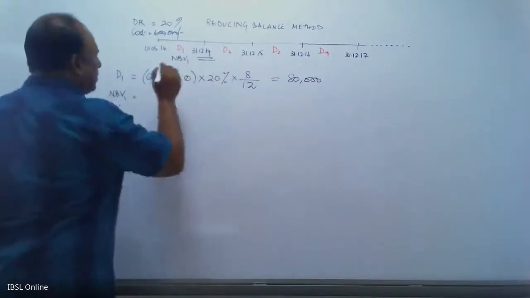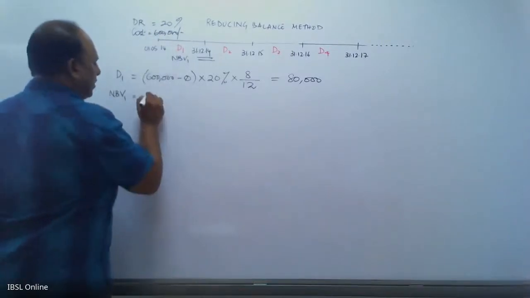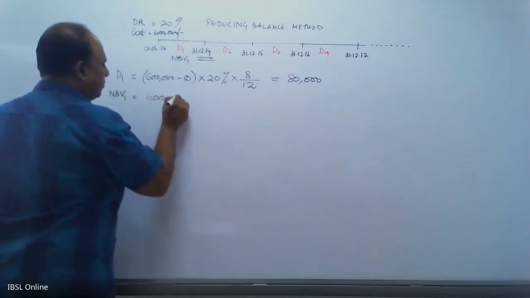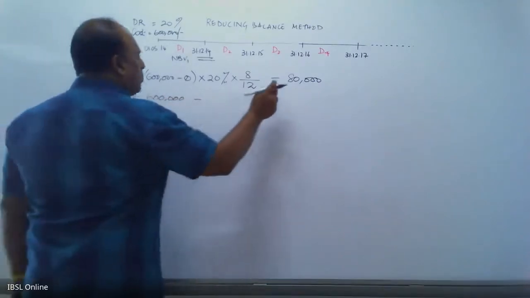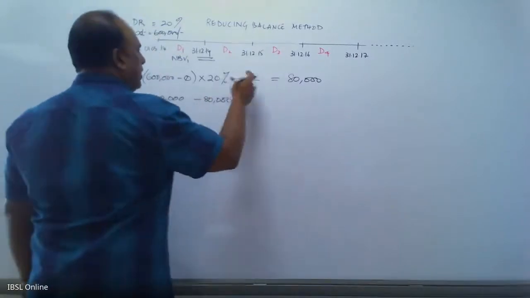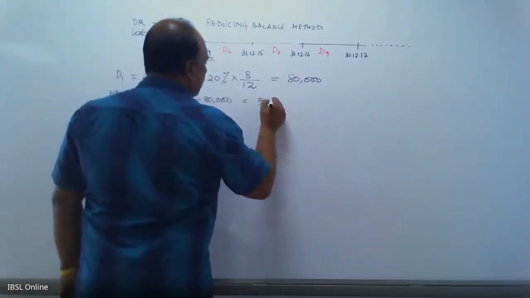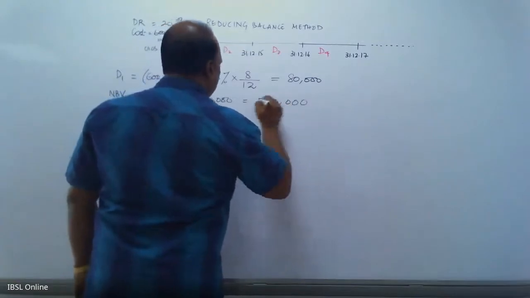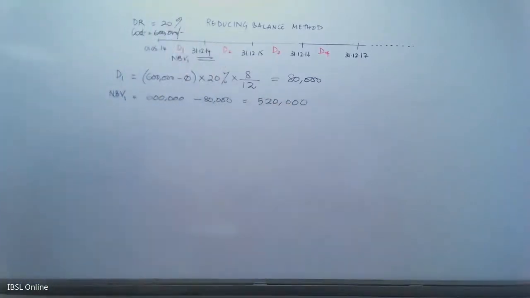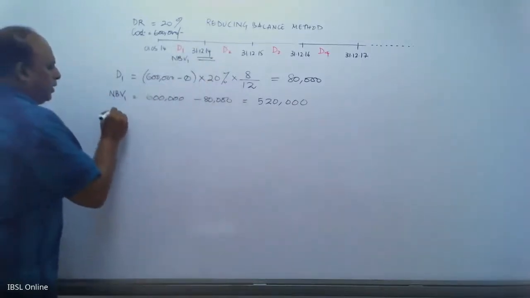Now as at 31st December 2014, what will happen? Your cost will be 600,000 and your depreciation is 80,000. This is your first year, so the accumulated depreciation will be this. So as a result, you will have 520,000. Okay. Now comes the most important, D2.